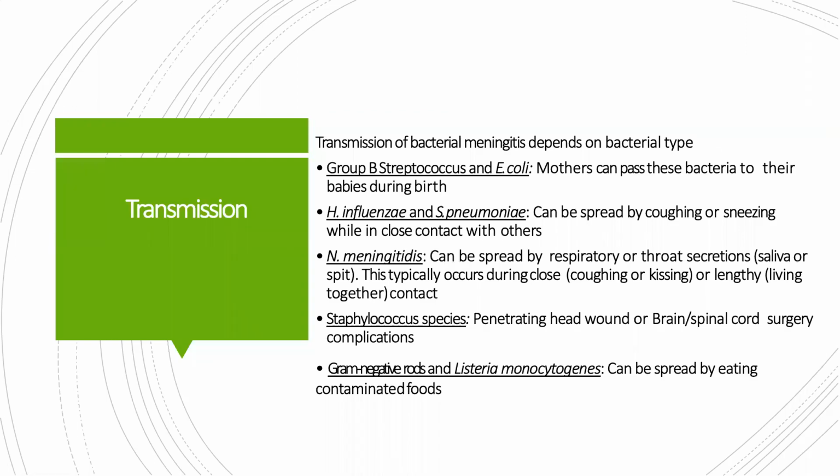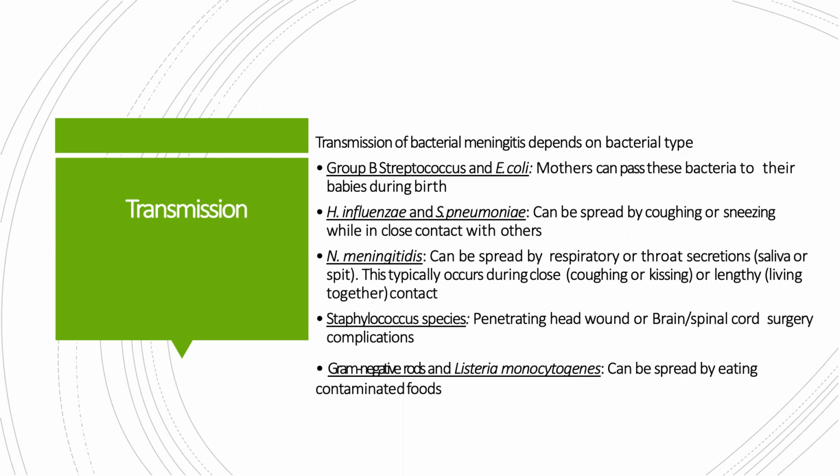So transmission of bacterial meningitis, just how are different pathogens transmitted to the meninges. Mothers can pass the bacteria to their babies during birth for group B strep and E. coli. And with listeria, this can also be passed to the babies during that birth canal, but we'll focus on how listeria is listed here. And then for H. influenzae and strep pneumoniae, this can be spread through coughing and sneezing while in close contact with others.